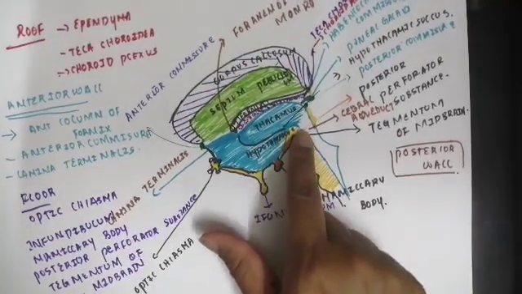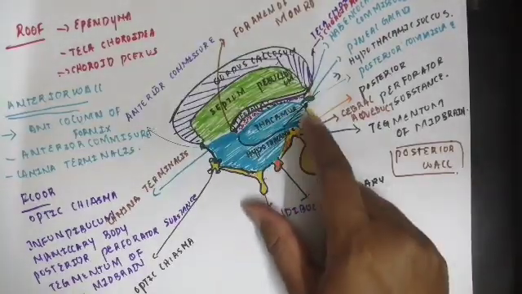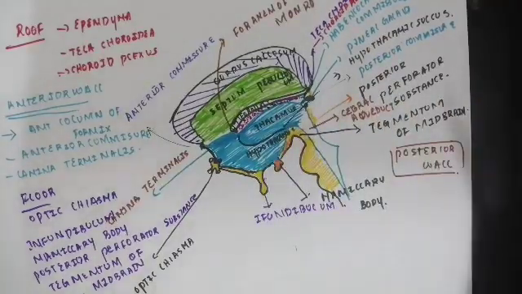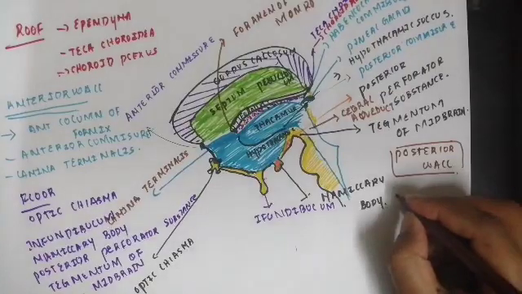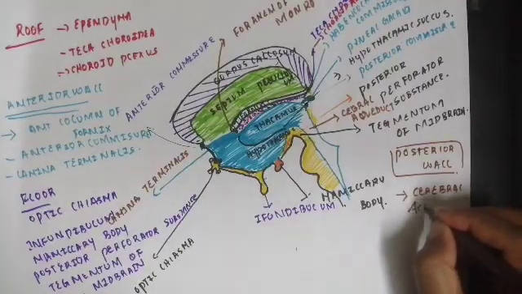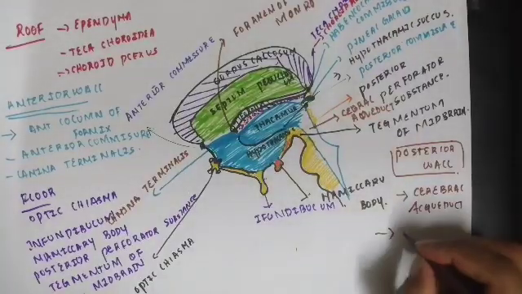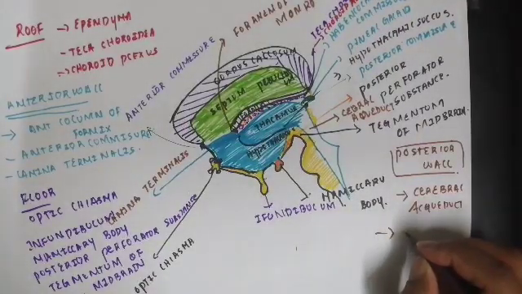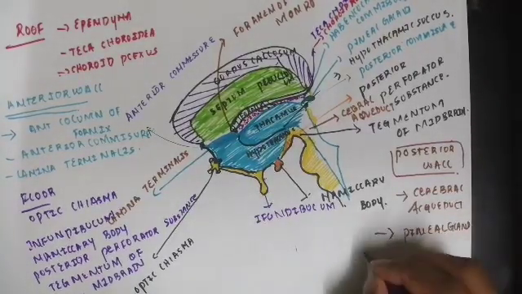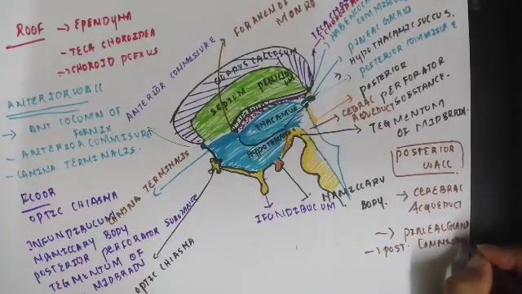In the posterior aspect, first you can see the cerebral aqueduct, which is connecting the cavity of the third ventricle with the fourth ventricle. Next structure is the posterior commissure, and next is the pineal gland and the habenular commissure. So all these structures will form the posterior wall. Which are the structures? Cerebral aqueduct, then pineal gland, posterior commissure, and habenular commissure.